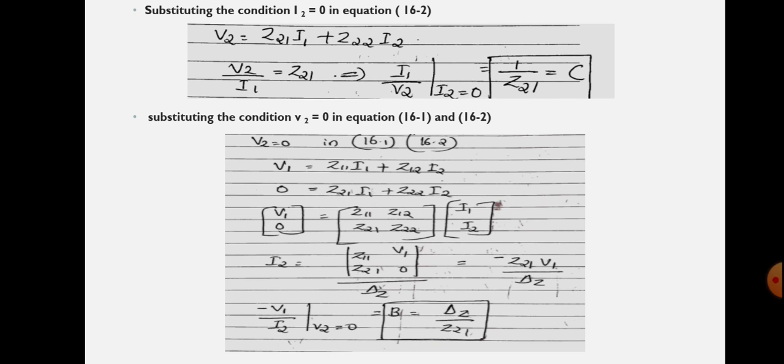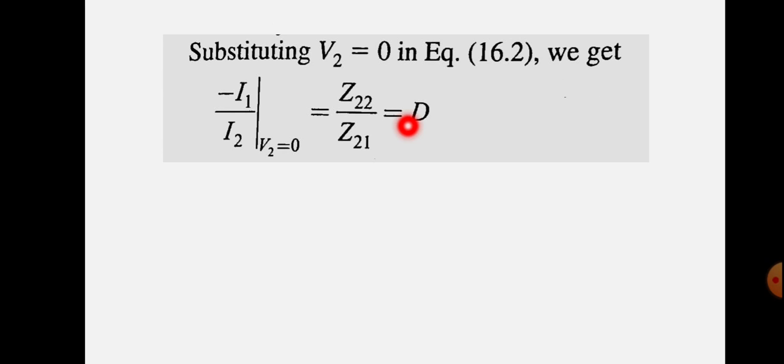Okay, Z22 divided by Z21, that is the parameter D. Like the way you derived the equation for ABCD in terms of Z1, Z2 and Z3. Sorry, in terms of Z11, Z12, Z21 and Z22. So you have to remember this equation because for doing problems this will be very useful.